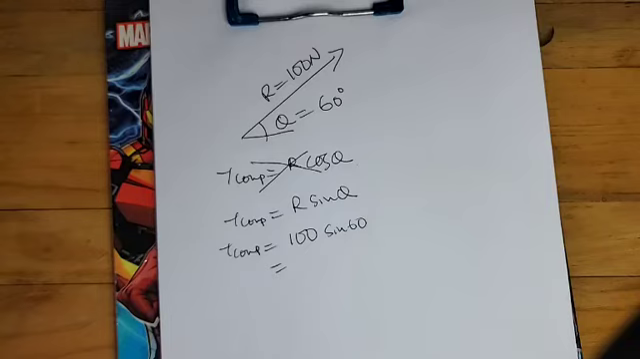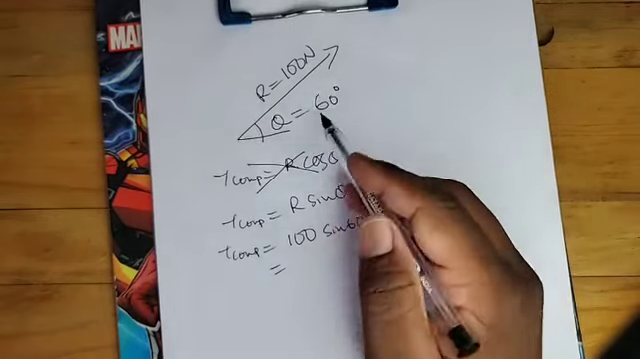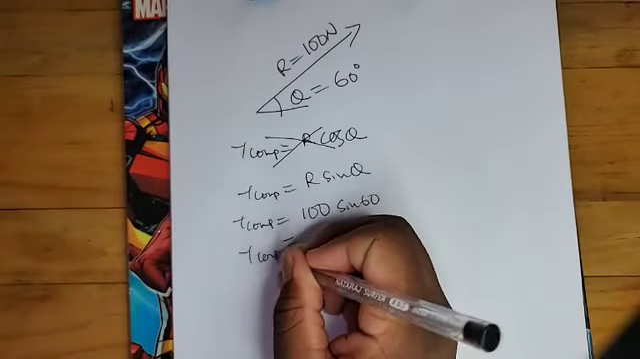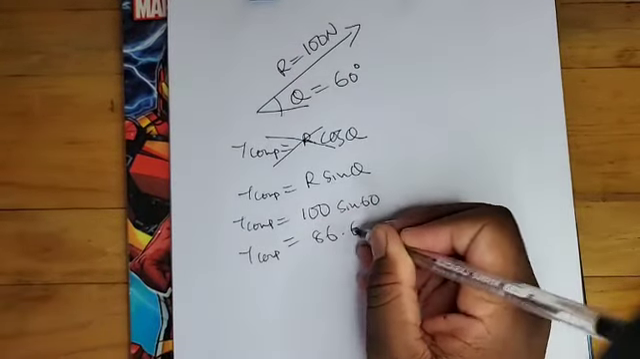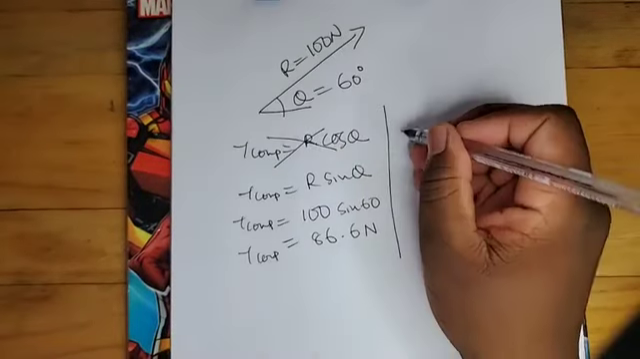But don't put degrees. The degrees is just for the angle. Because the 100 was newtons, the final answer, the y component, will actually be 86.6 newtons, not degrees, newtons. Okay, let's do the other one.